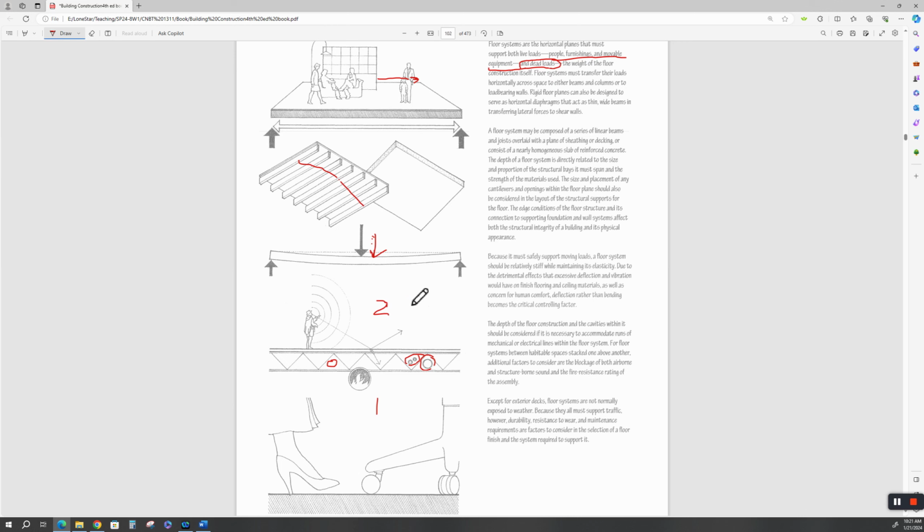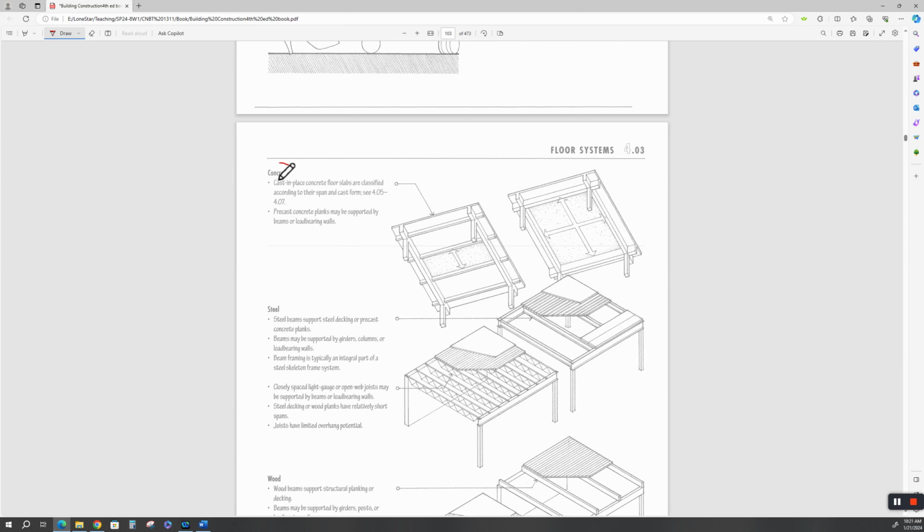Let's start with concrete. Your major floor systems are concrete, steel, and wood. Not too many self-supporting floors are made out of masonry. Cast-in-place concrete floor slabs are classified according to their span, and we'll get into that in a little bit on the next page or so. Precast concrete planks that are set across your beam structure, now those are one-way slabs. They're one-way slabs.